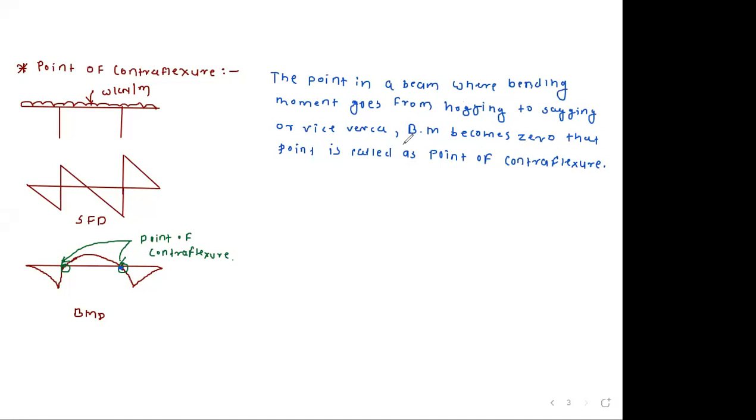Okay. Please remember, because definitely one MCQ will be asked on this point of contraflexure. So please remember, at point of contraflexure, bending moment value is 0. And at that point, the bending moment diagram changes sign from sagging to hogging or hogging to sagging. So this is called as point of contraflexure.